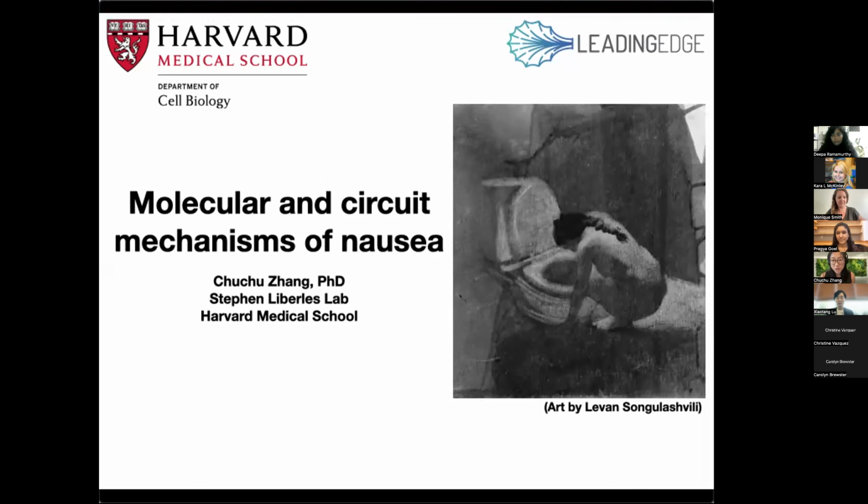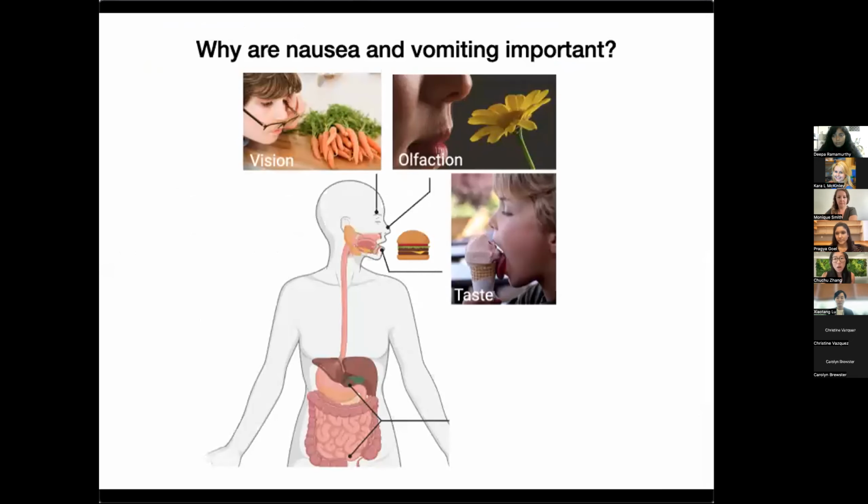Hi, my name is Chuchu Zhang, postdoc in Steve Liberles lab. Nausea is a sensation of visceral malaise with or without vomiting, and I'm sure many of you have experienced nausea before. Why do we have nausea? Eating is essential for survival, but highly risky as internal organs are exposed to potential dangers such as toxins.